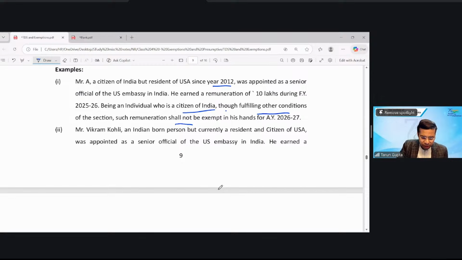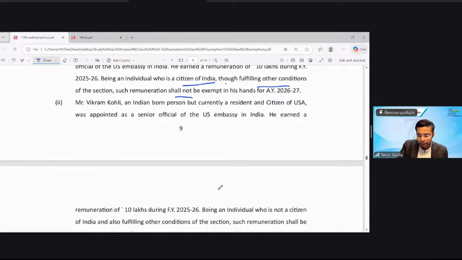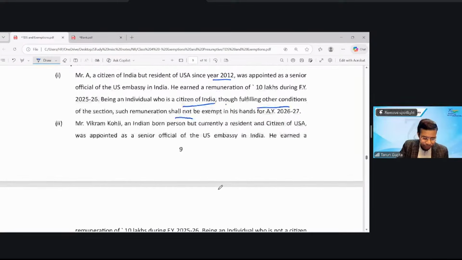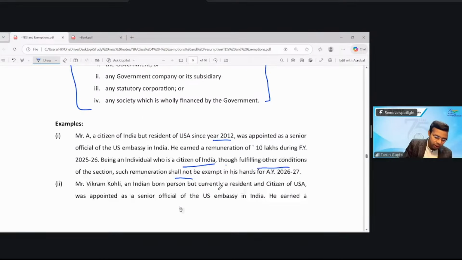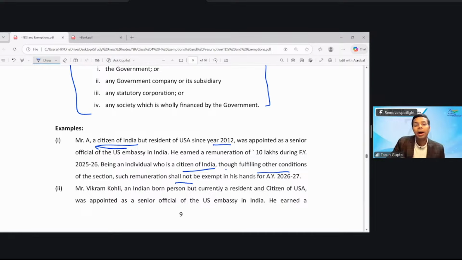Mr. Vikram Kohli, an Indian-born person but country resident and citizen of USA. Okay, in the first case, not exempt also because he's a citizen of India. The exemption is provided only to a person who is not a citizen of India. The important point is this, not whether Indian embassies are exempt or not. Even if Indian embassies are exempt, still the salary of Mr. A is not eligible for the exemption because he is a citizen of India. An exemption is provided only to a person who is not a citizen of India.